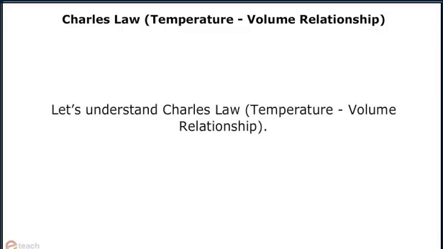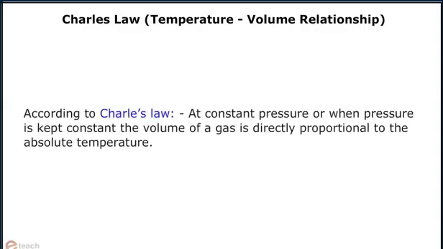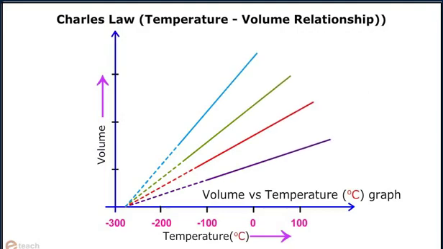Let's understand Charles' law, which gives the temperature-volume relationship. According to Charles' law, at constant pressure, the volume of a gas is directly proportional to the absolute temperature. You can observe this volume versus temperature graph for P1, P2, P3 and P4 such that P1 is less than P2, which is less than P3, which is less than P4.